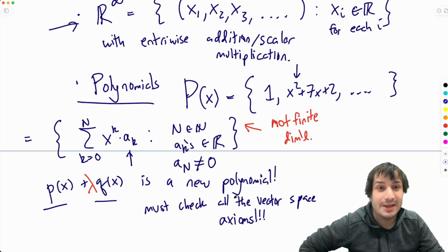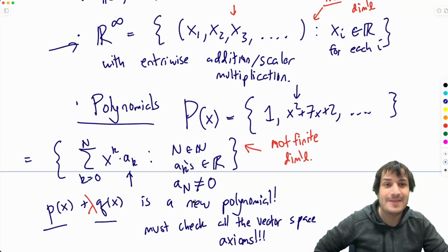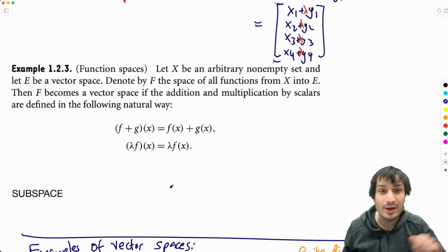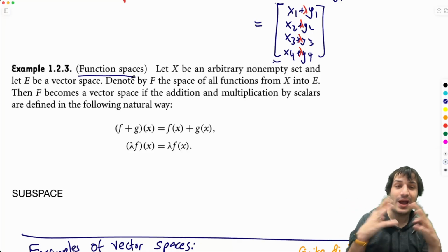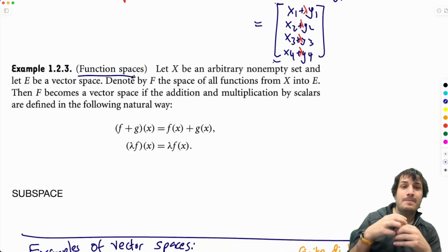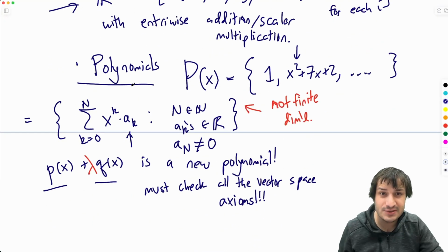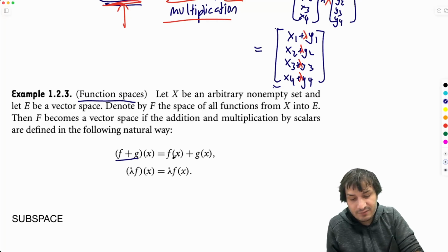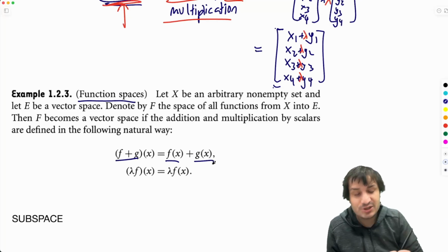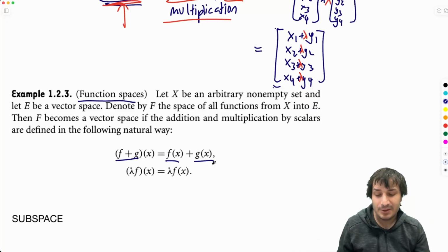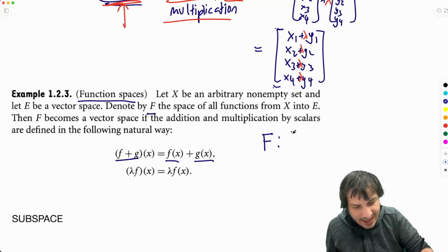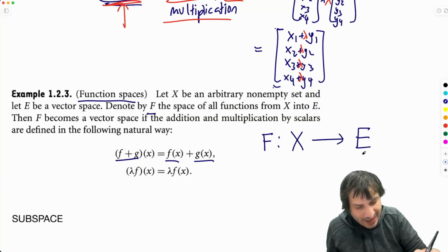In fact, this polynomial definition is a very nice definition. There is an even more general definition that looks a lot like this, and that is from the textbook. That is example 1.2.3, which is called function spaces. So anytime you have a collection of functions, just like I had with the polynomials, that will be a vector space. And the rule is when you add functions, you make a new function, which is the sum of the old functions. So a set of functions F, so F is the set of functions from X into E.